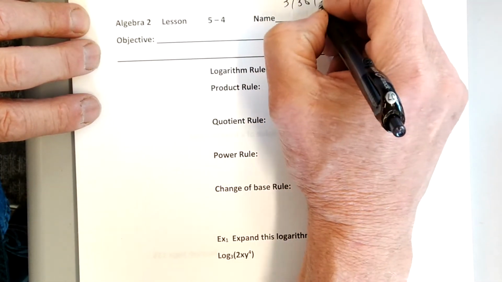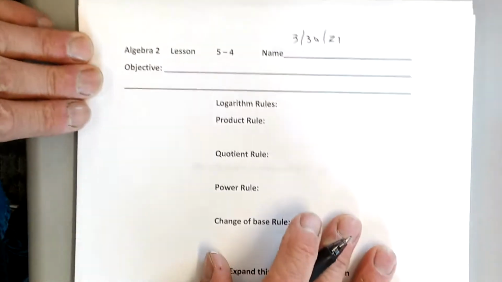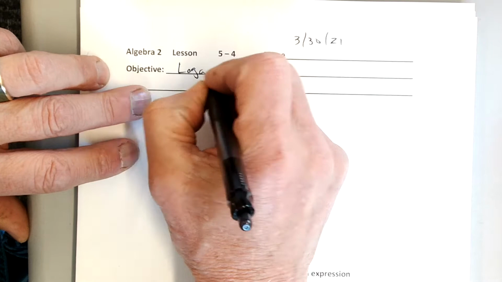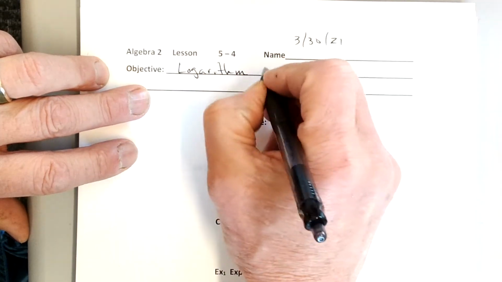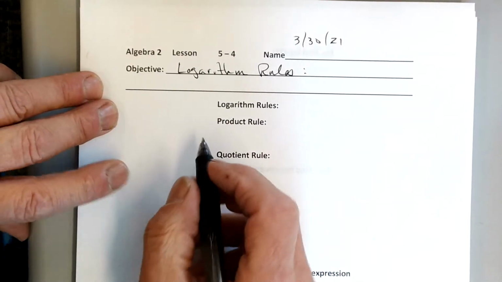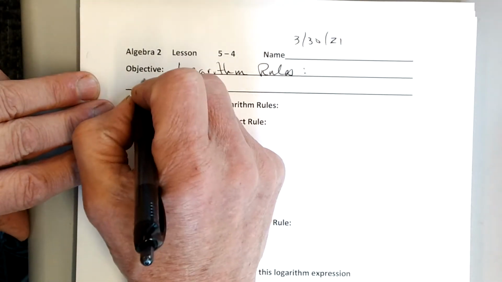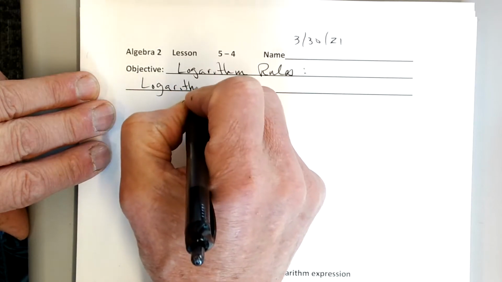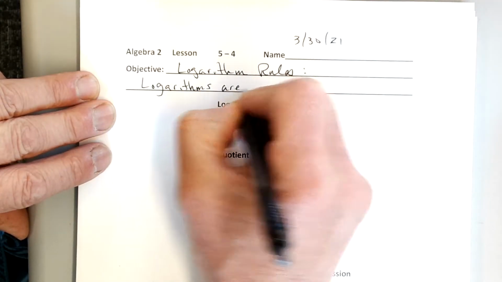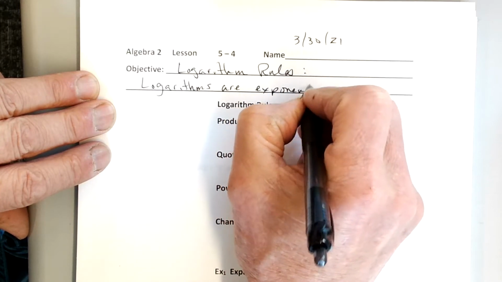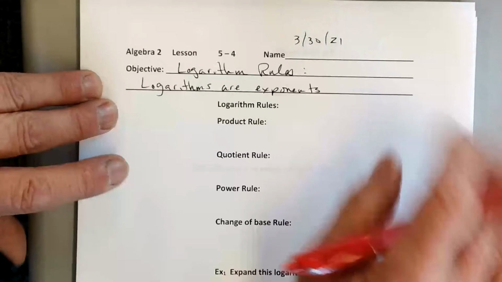So today's objective really has to do with logarithm rules. Logarithm rules, okay? So we have to know this. Logarithms are exponents. Logarithms are exponents. And I'm going to write this down.